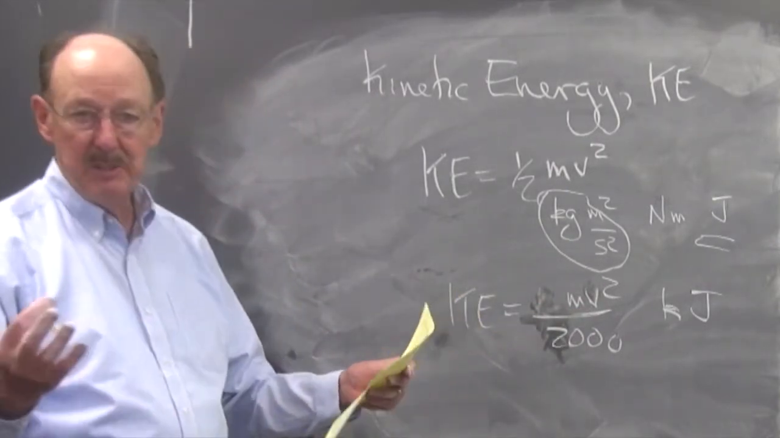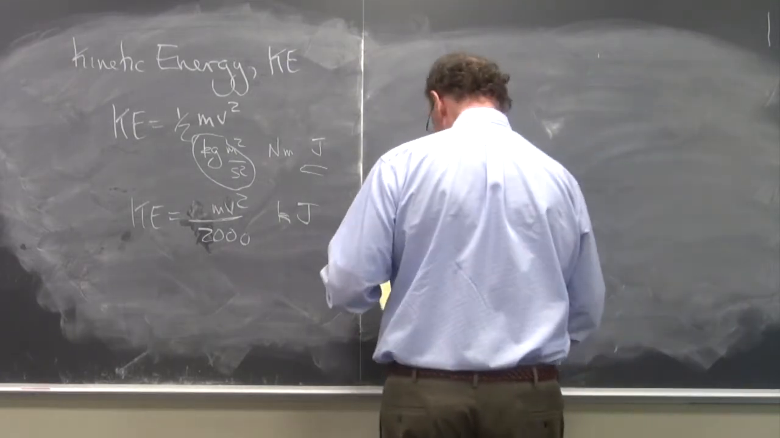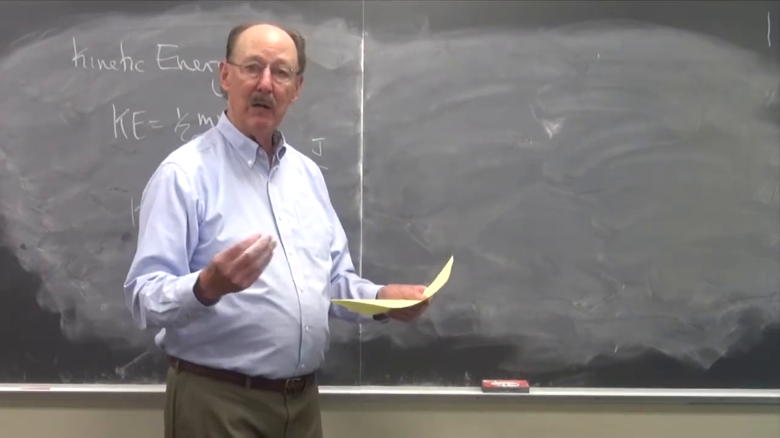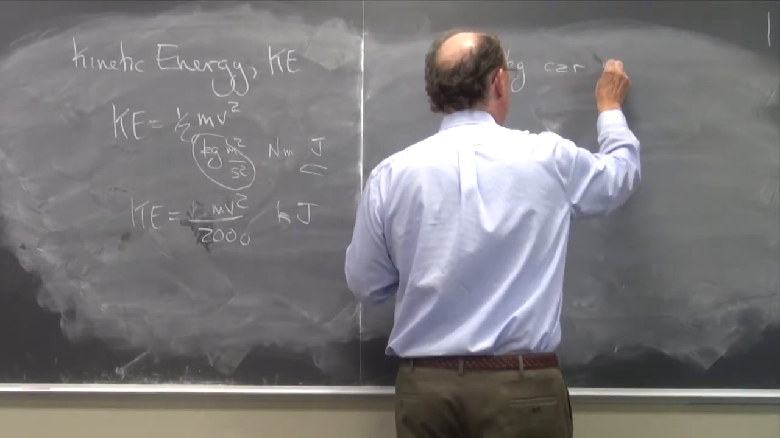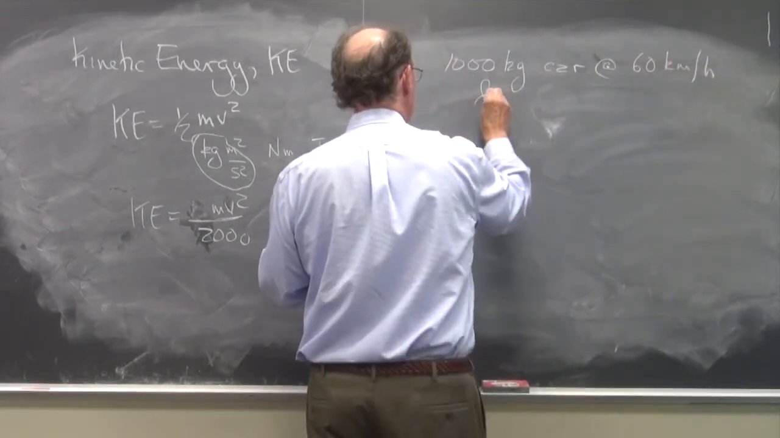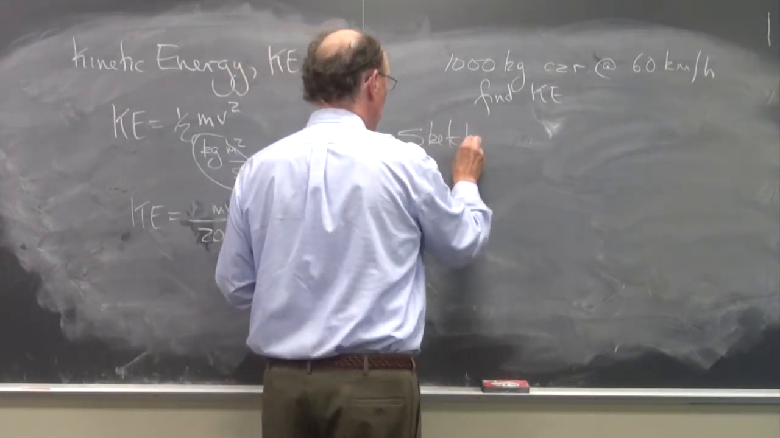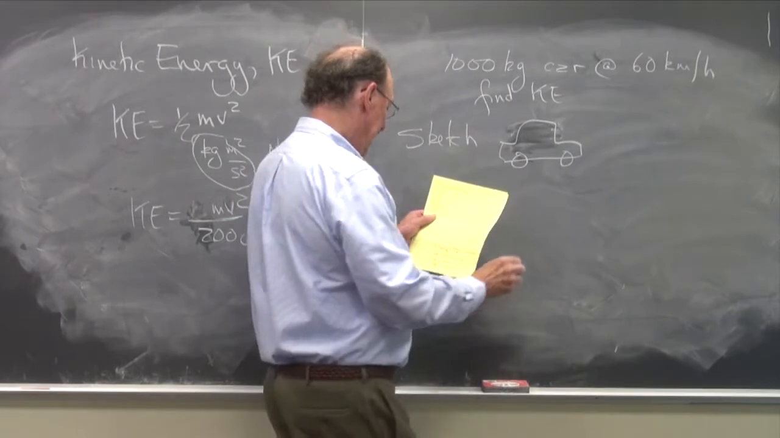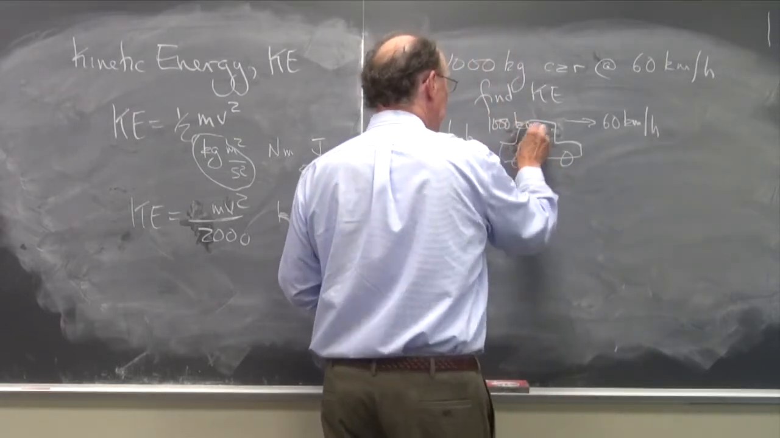Now let's see what this looks like with an example. We have a car that's moving at 60 kilometers per hour. It's a 1,000 kilogram car, and I want to find the kinetic energy, KE. So I'm going to draw a sketch. I have the car, it's going 60 kilometers per hour, weighs 1,000 kilograms, and I want the kinetic energy.